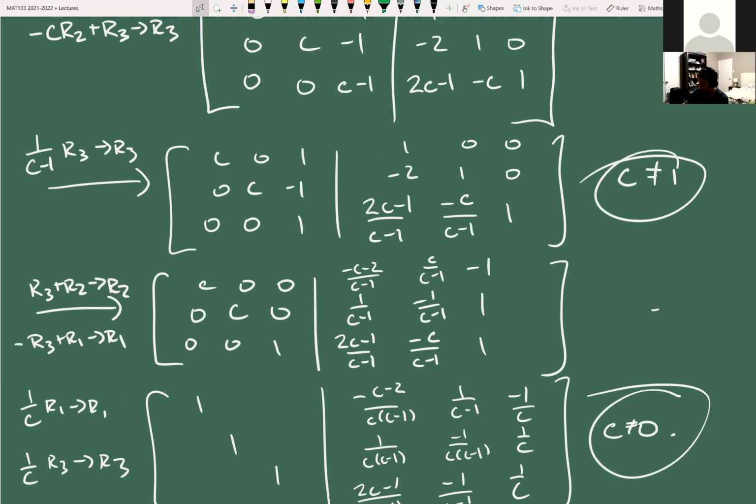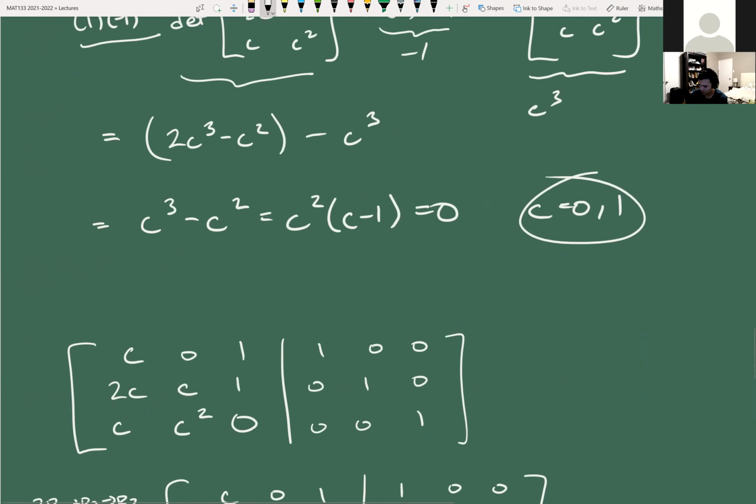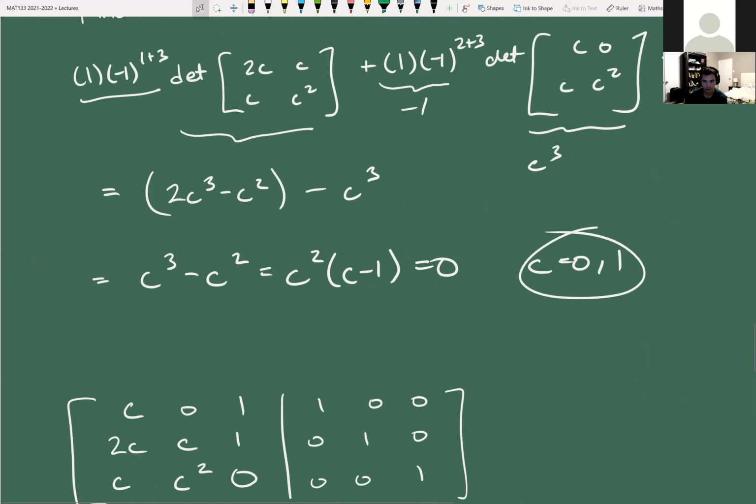I was answering sort of different questions, but when is it not invertible? When c is 0 and when c is 1. So you can see the determinant is a way easier way of doing this. If you just want to find the values and not the inverse, this ends up being way faster. So the matrix is invertible if the determinant is not 0. So c being equal to 0 and 1 give me non-invertibility. Any other number gives me invertibility.